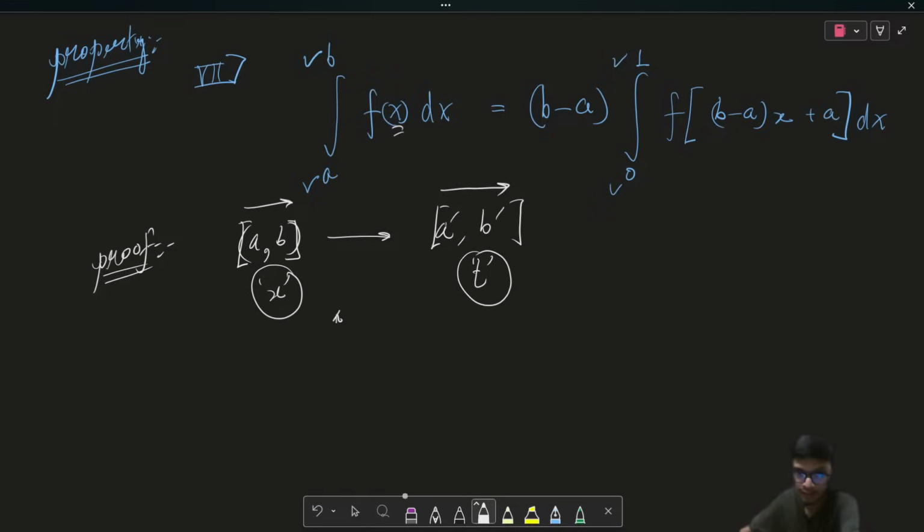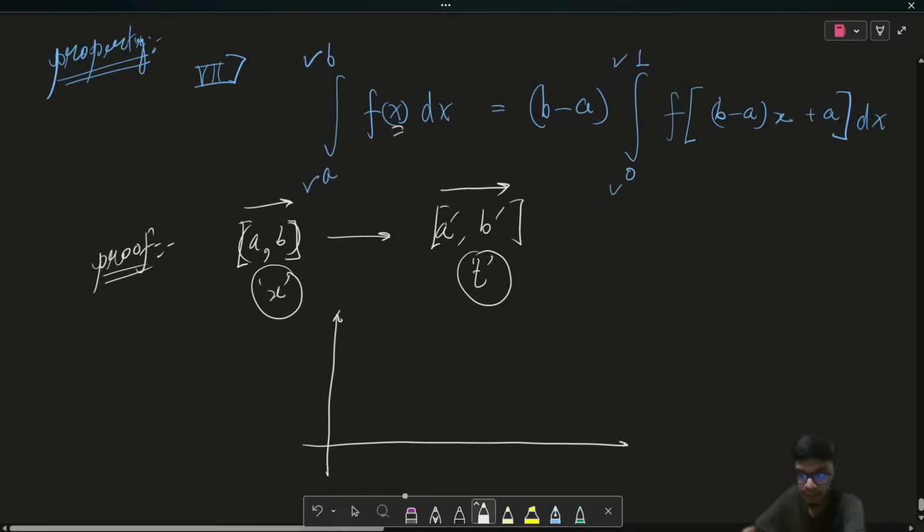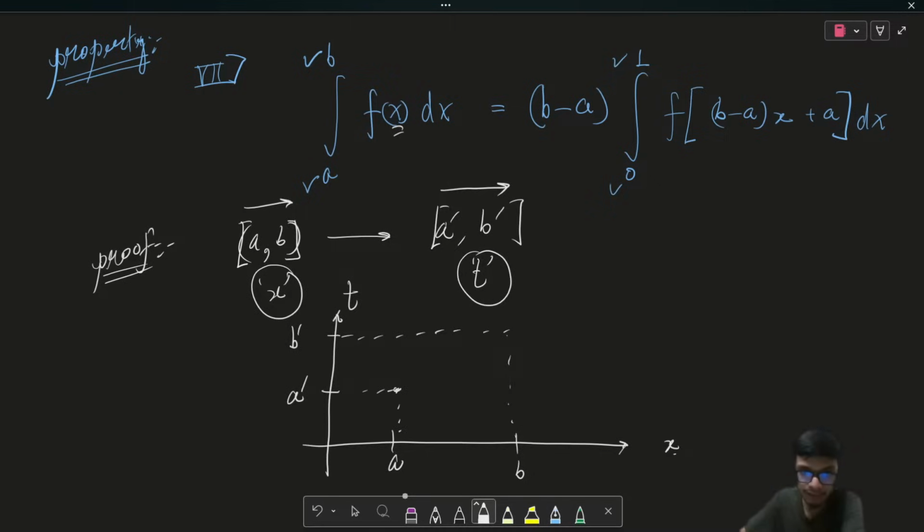It's very simple. I can do it by simply plotting a graphical thing. So I'm trying to plot from x to t, right? So when my x is equal to a, my t should be equal to a dash, and when my x is equal to b, my t should be equal to b dash, right? So this is my idea of what I'm trying to do over here, right? Now let us try to draw a linear variation from a to b, right? So I'm trying to linearly get the value of t for which this particular condition is satisfied, right?